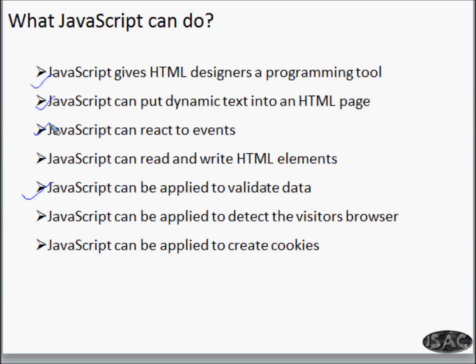So we understood this very basic idea. And JavaScript can be applied to detect the visitor's browser. So you can write code to find out what kind of browser your client is using, and accordingly you can render the page in the browser. You can detect it through JavaScript code. There is the navigator object which helps us get the visitor's browser details. And JavaScript can be applied to create cookies also. So these are the things which we can do easily with JavaScript.